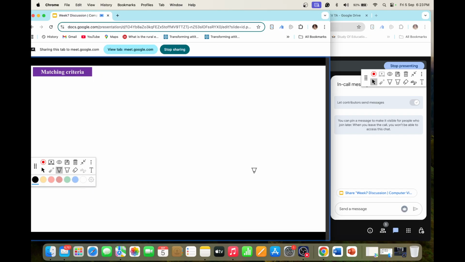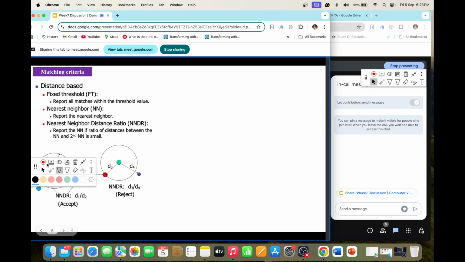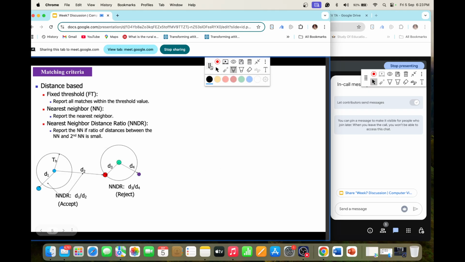So by this, let's move on to matching criteria. We have distance based matching, and in distance based matching we have these three things. One is fixed threshold. In fixed threshold, we fix a threshold, and then if the distance of that point is lesser than the threshold, then we accept that point, or we say it is a valid matching. Otherwise, we say it is an invalid matching. So that is fixed threshold.